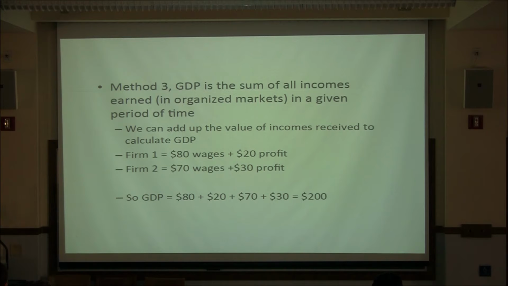So GDP, you can do 3 ways. Just add up the value, the sum of the prices times quantities for final goods and services. You can do value added in each stage of production, or you can add up incomes.